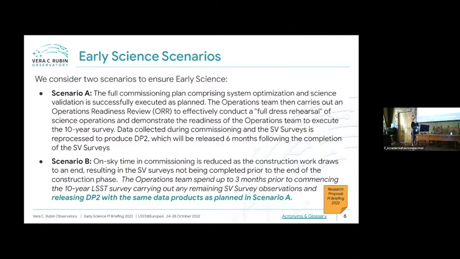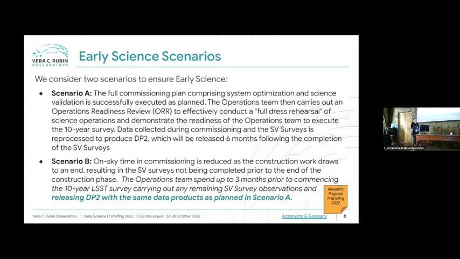We expect data preview 2 will be released something like 6 months following the completion of the SV surveys. That's the time we expect that we will need to process that data and to do QA on it. We will, of course, endeavor to push this out as fast as possible. We won't wait for 6 months, but we're just giving ourselves a time period of 6 months to get this done. So that's the scenario we all hope is going to happen. That's the very successful scenario.